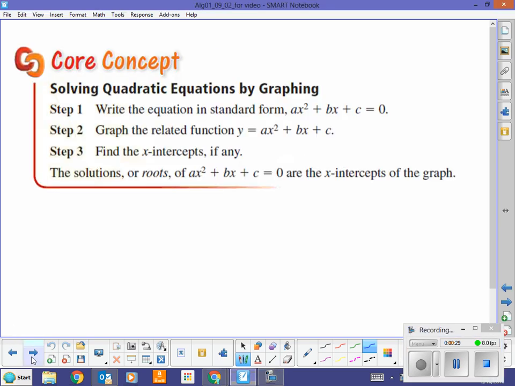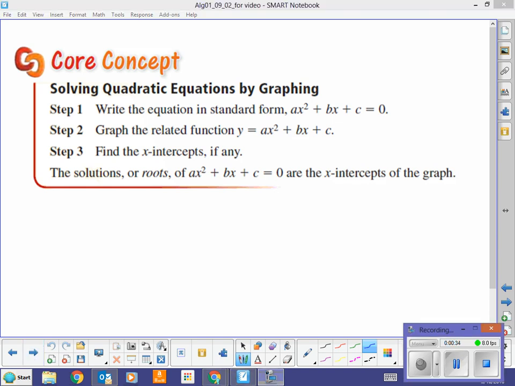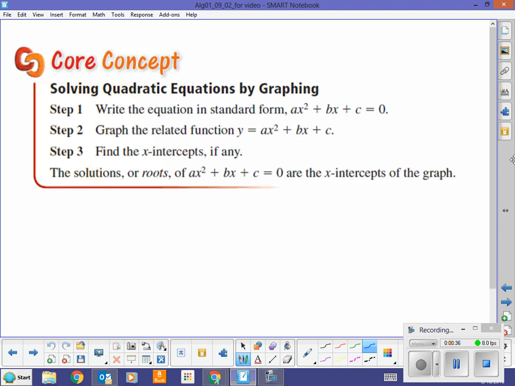Our core concept: we're going to write the equation in standard form. We're going to graph the related function, so we're going to turn it into a y, and graph it. We're going to find the x-intercepts. I'm going to do all this using the Desmos graphing calculator, because if I do it manually, I can find the x-intercepts manually. So this is basically how to use a graphing calculator to find the solutions of ax squared plus bx plus c equals 0.